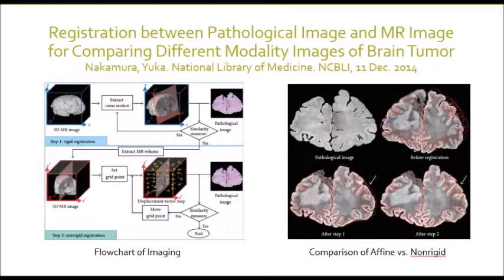Finally, Nakamura in 2014 tested the registration between pathological image and MRI image for comparing different modality images of brain tumors. Magnetic resonance imaging is the preferred modality for brain tumor detection and preoperative localization. However, invasive regions of tumor are often unclear in MR images, and thus it is difficult to find tumors from MR images. Nakamura compared rigid and non-rigid registration to see which algorithm could effectively resemble an MRI image. Similar to Hayes, he found non-rigid registration to work better due to its flexibility.